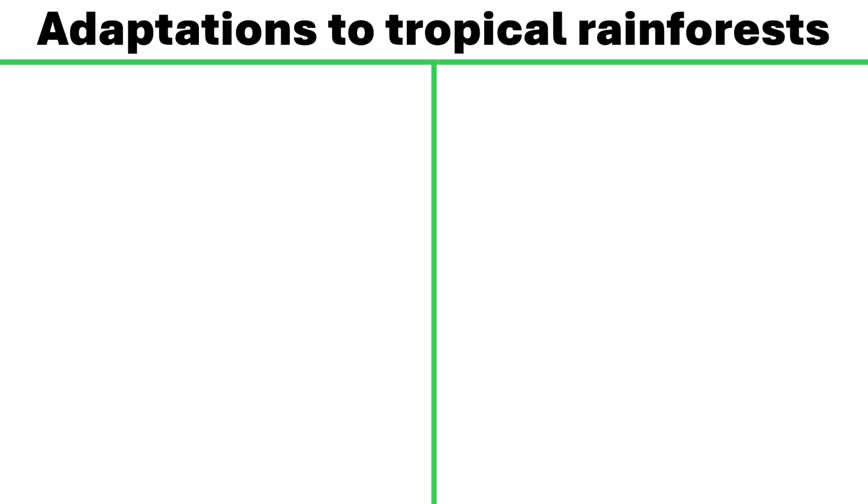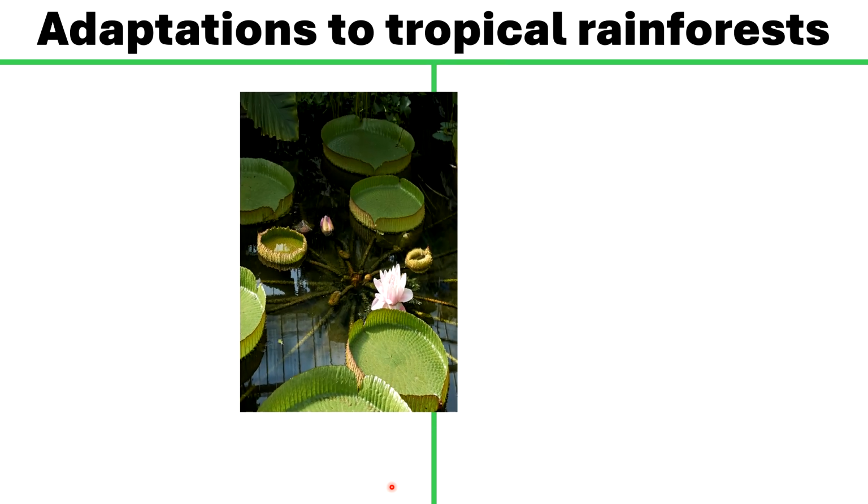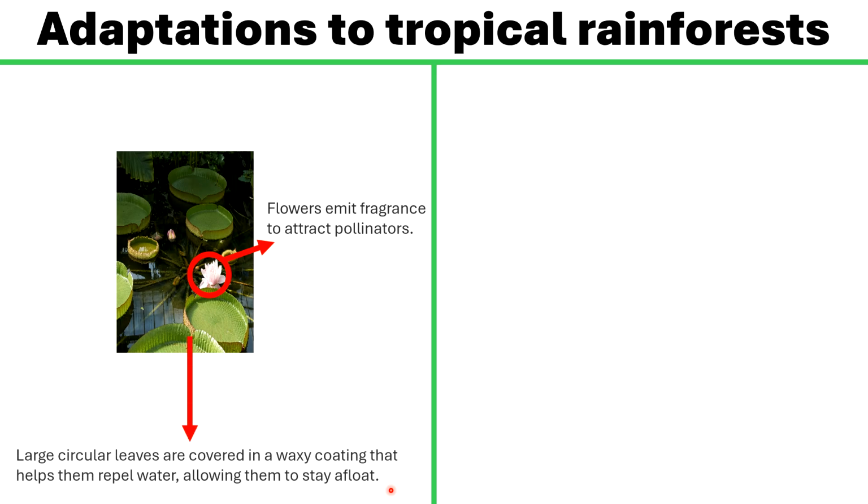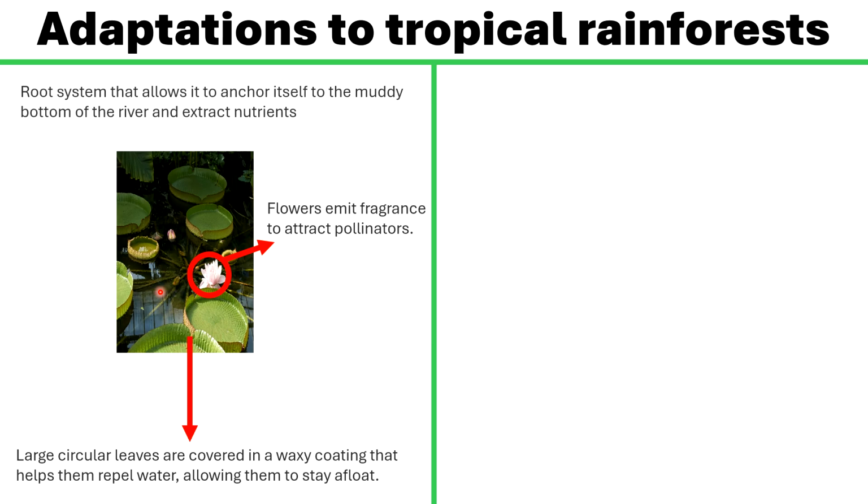I have two examples for adaptations to tropical forests which are relevant to the IB. So firstly, we have these lily pads right here, which have flowers that emit fragrance, attracting pollinators such as bees. They have large circular leaves that you can see here, which are covered in a waxy coating that helps them repel water, helping them stay afloat in the ponds.